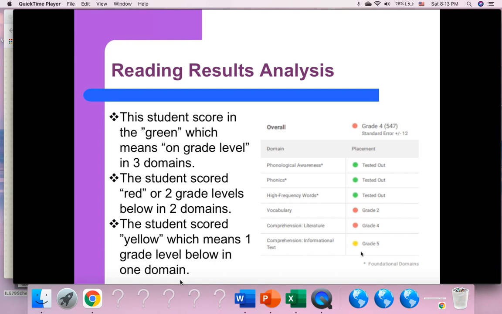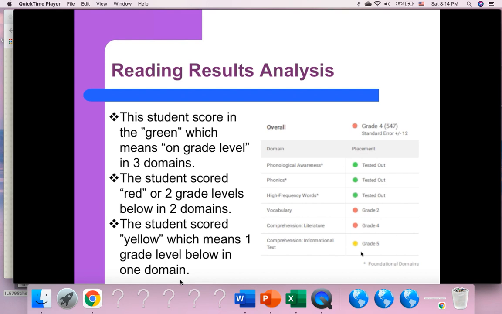And if your child had a red dot, that stands for being 2 grade levels below level. On this child's report, vocabulary and comprehension literature were areas where that child needs a little more support. And so working with their teacher, doing extra reading at home, because good readers, they're good readers because they read. Reading can help support vocabulary and comprehension literature, and also working on their personalized pathway with iReady.